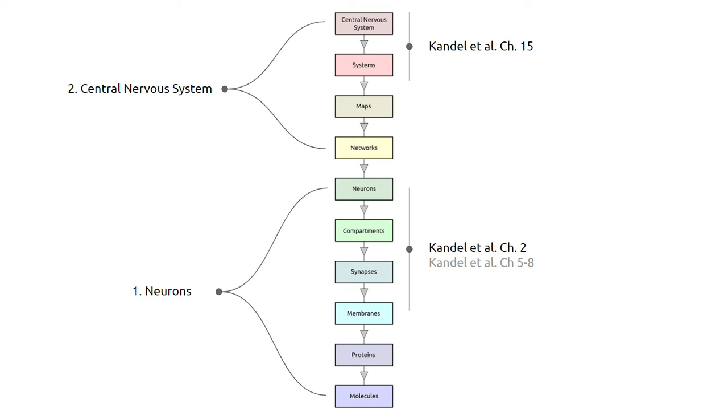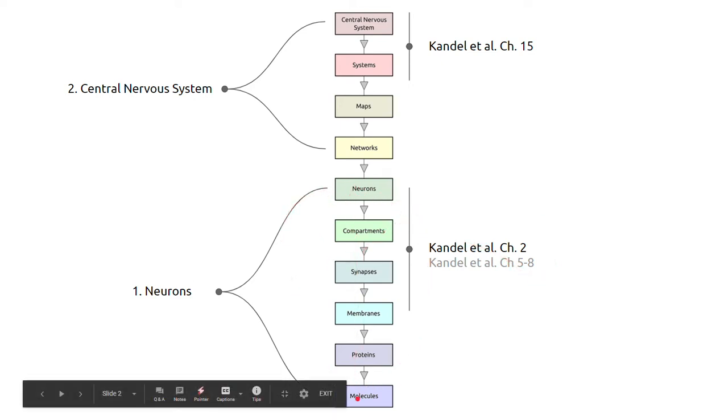As I noted before, we're going to try to come back to this diagram about what sort of scale we are talking about right now. For this lecture, we're going to be focusing on the bottom half of the scale, so everything from neurons down to molecules. Next lecture, we'll talk about the central nervous system, which will be everything from neurons up to the whole central nervous system.